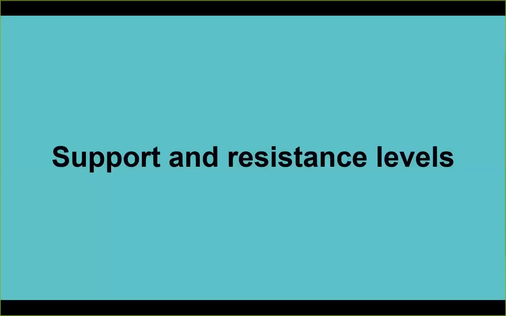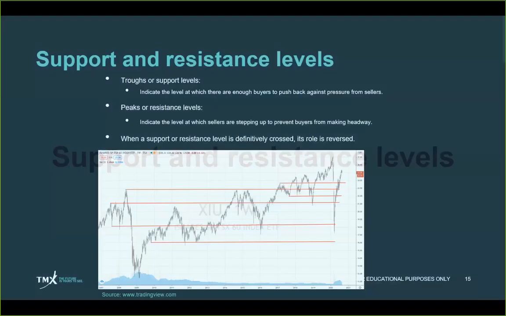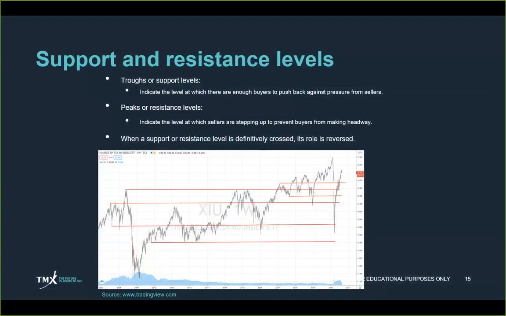All right, support and resistance levels. Very simply put, markets never move in a straight line. And what we're looking at in terms of establishing support and resistance levels are points within the peaks and troughs of that price action that are becoming more and more common, right?